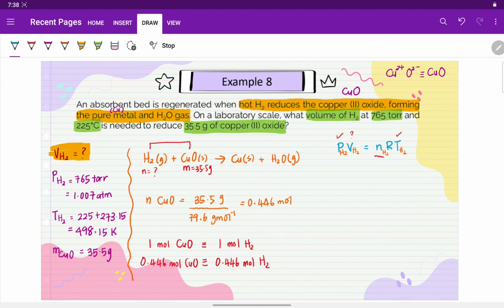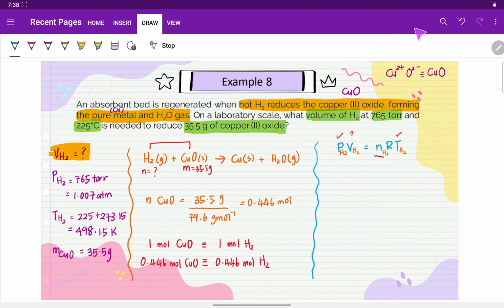Sebab apa? Yang ini yang kita akan gunakan untuk substitute dalam kita punya ideal gas equation. So, awak kena tunjukkanlah yang number of mole of copper oxide sama dengan number of mole of H2. Macam mana kita dapat daripada stoichiometry from the balance equation. Okay, so everything else, just substitute inside the equation and you will get your answer.